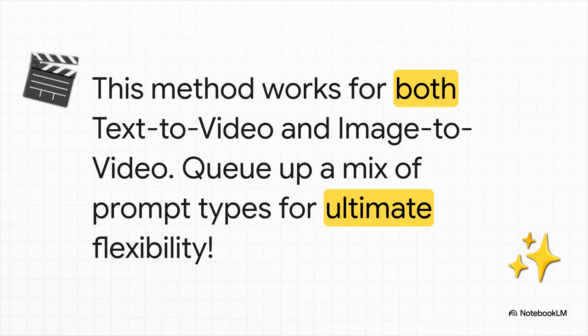And here's what's so cool about this. It works for everything. You can do text to video, sure, but you can also do image to video. You can just load up the queue with a mix of both. Ask it to make a clip from scratch, then ask it to animate one of the still images you made earlier. It gives you so much creative freedom.